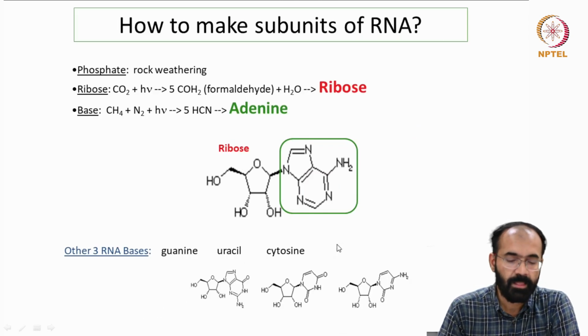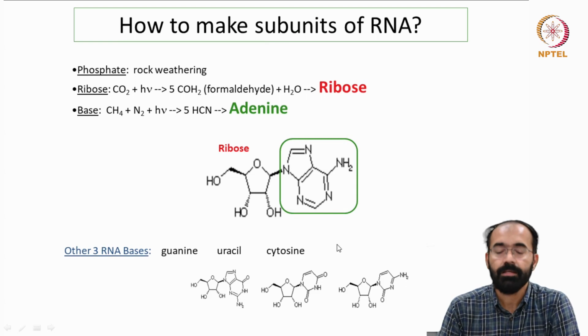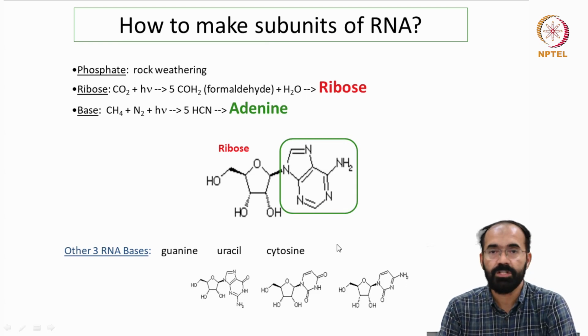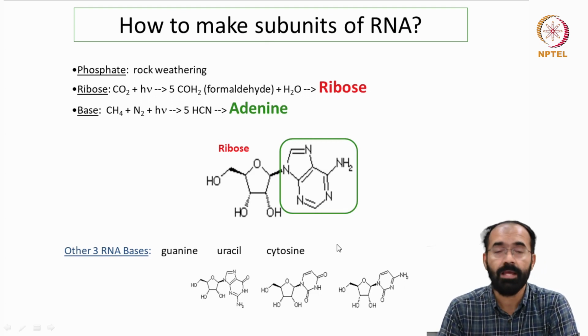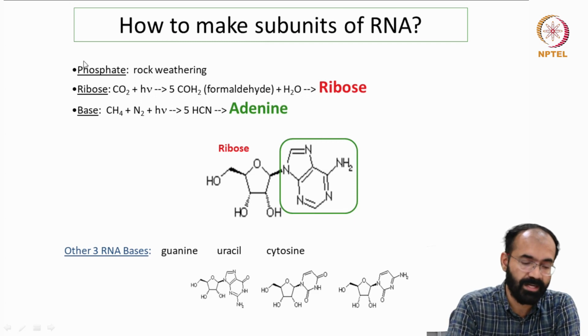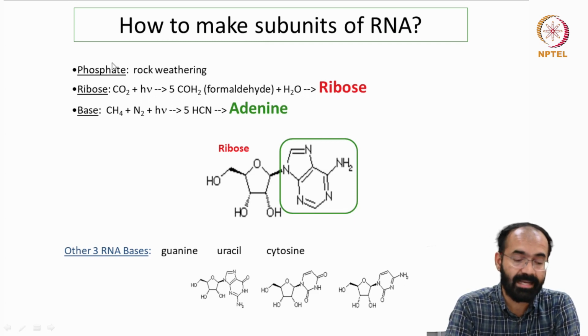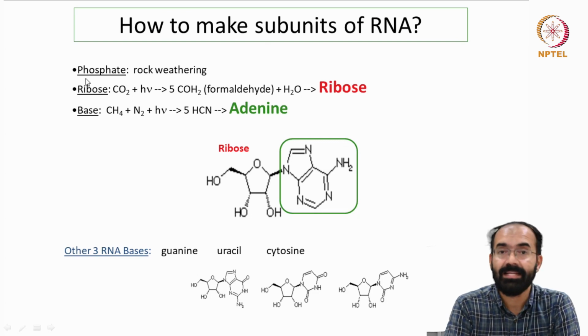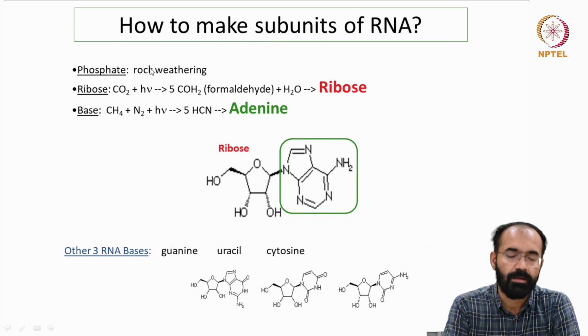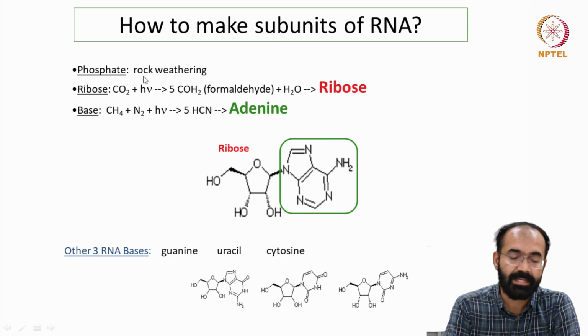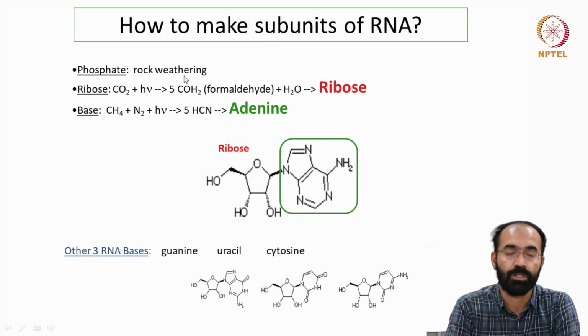So now let us think, can we make various subunits or components of RNA? We were all discussing the RNA World hypothesis. RNA has three major components. One is a phosphate, which acts as the backbone of the RNA, then a ribose, a pentose sugar, and then a nitrogenous base. Phosphate can come from rock weathering, because there are many phosphate containing rocks, and during rain and other environmental conditions, they can provide adequate quantities of phosphate.